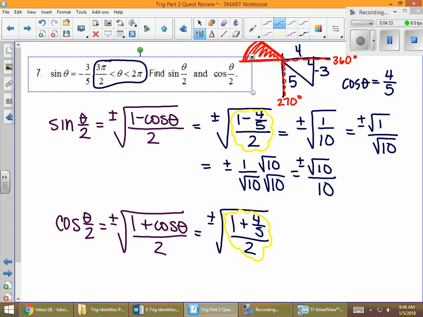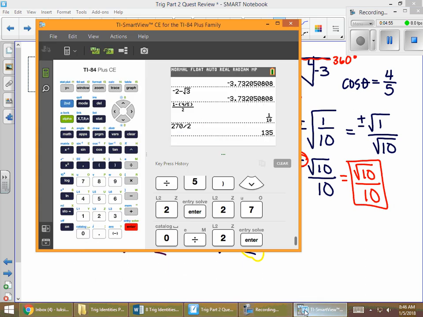And I'm doing sine right now. Sine is positive in quadrant 2. So my final answer here is positive square root of 10 over 10 for sine of theta over 2. That's a picky thing that's hard to remember for triangles. All right, now we need to do cosine of theta over 2.